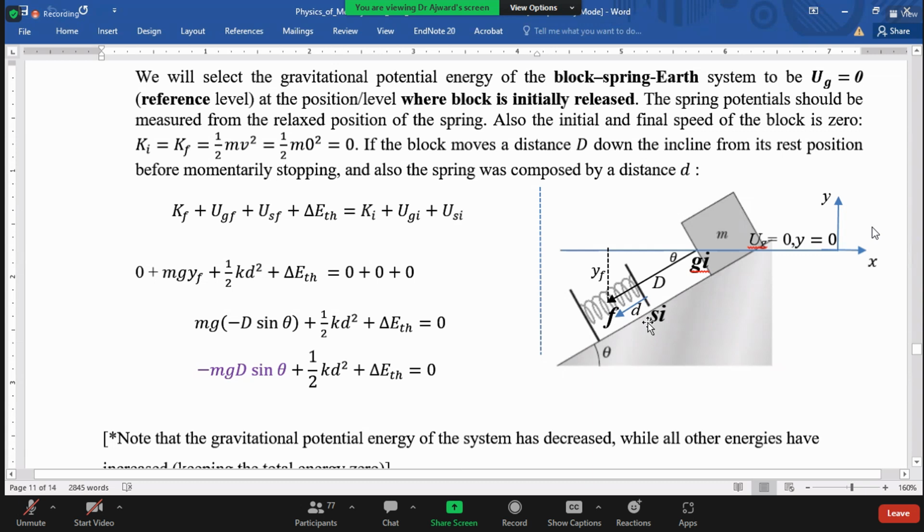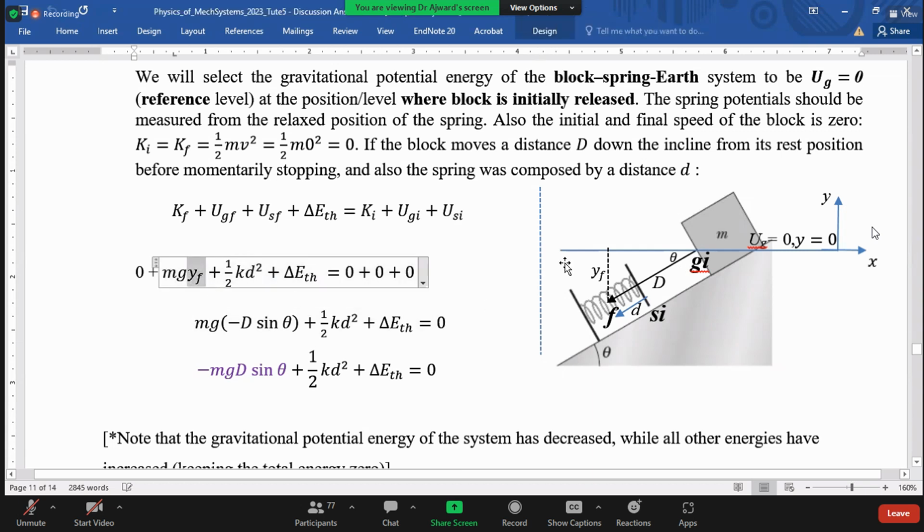But the spring's initial point is here, this one, right? So the initial points for the block and the spring are different. So I put GI here, SI here. Let's say the spring compresses by a distance d, and the block moves a distance capital D before stopping. Then I can fill in these equations.